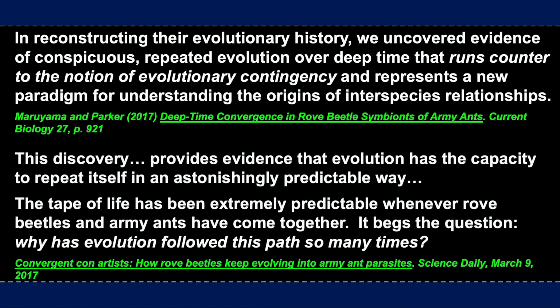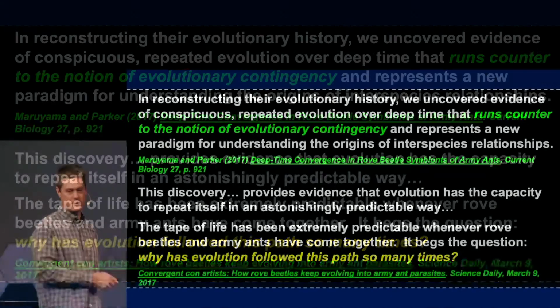Science Daily, commenting on the same study, says, this discovery provides evidence that evolution has the capacity to repeat itself in an astonishingly predictable way. The tape of life has been extremely predictable whenever rove beetles and army ants have come together. It begs the question, why has evolution followed this path so many times? Because it's not evolution. Because it's a predictable, repeatable response to environmental conditions.